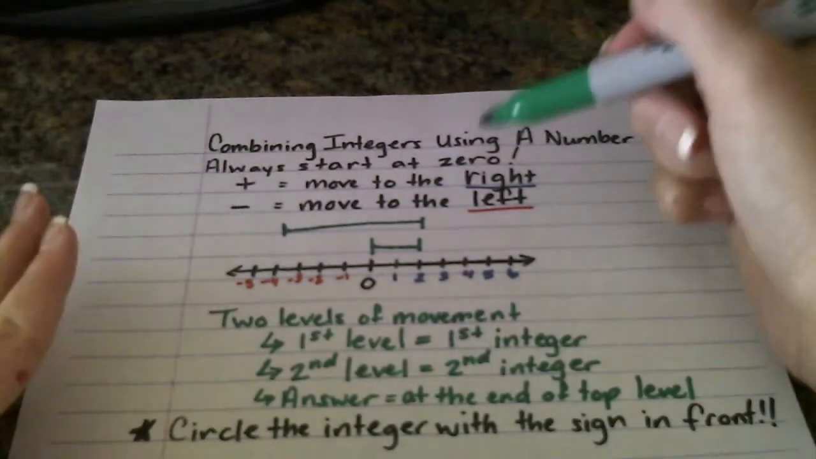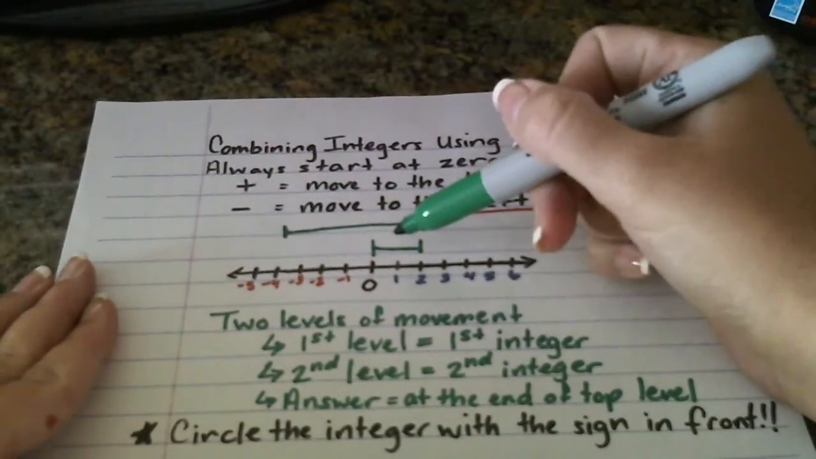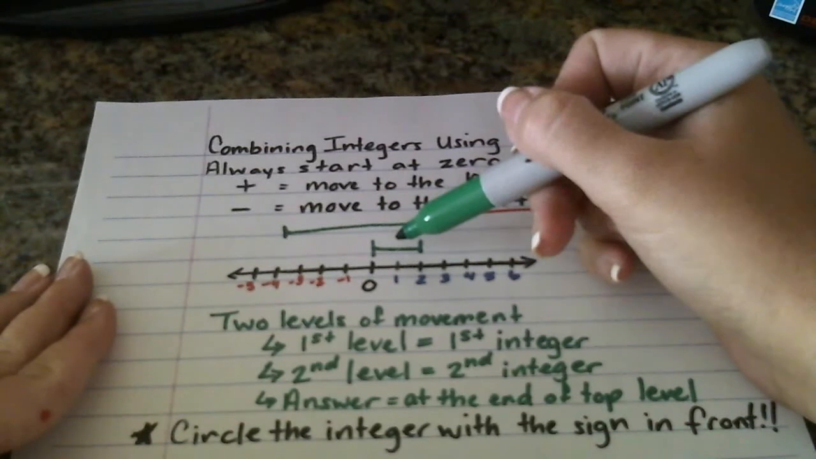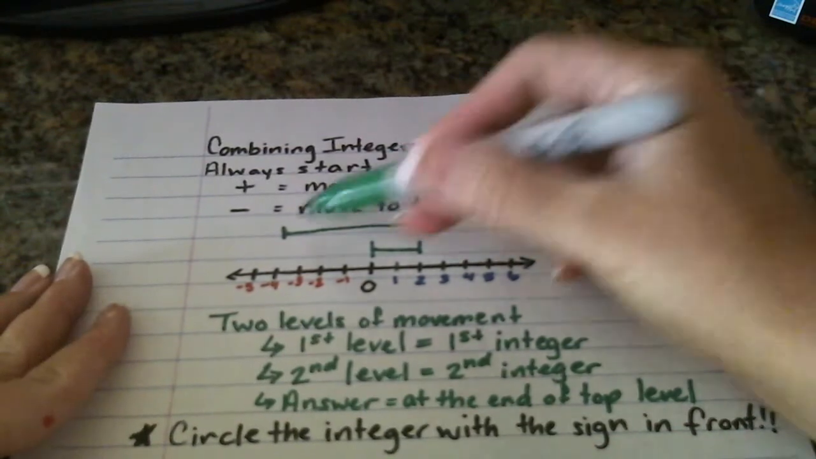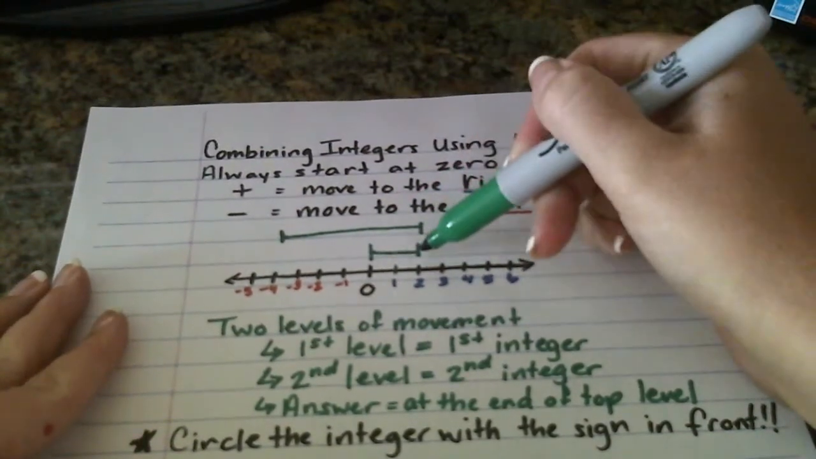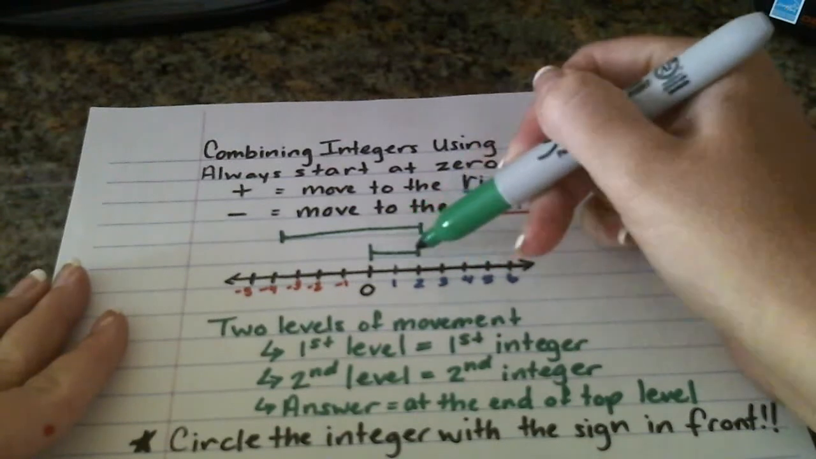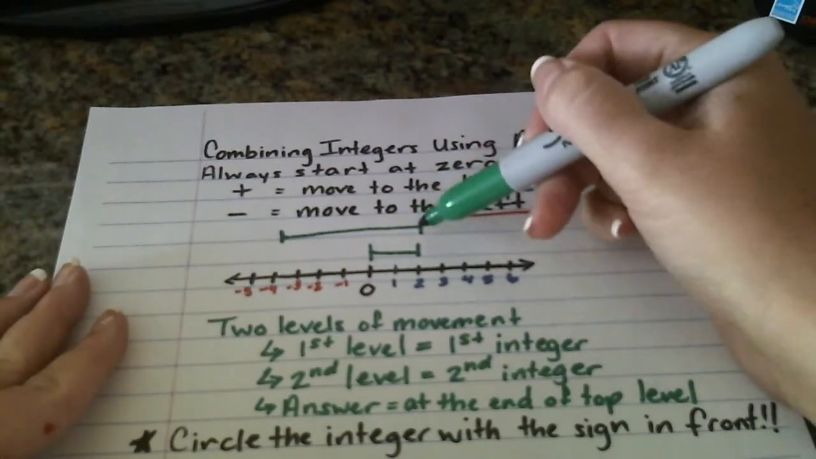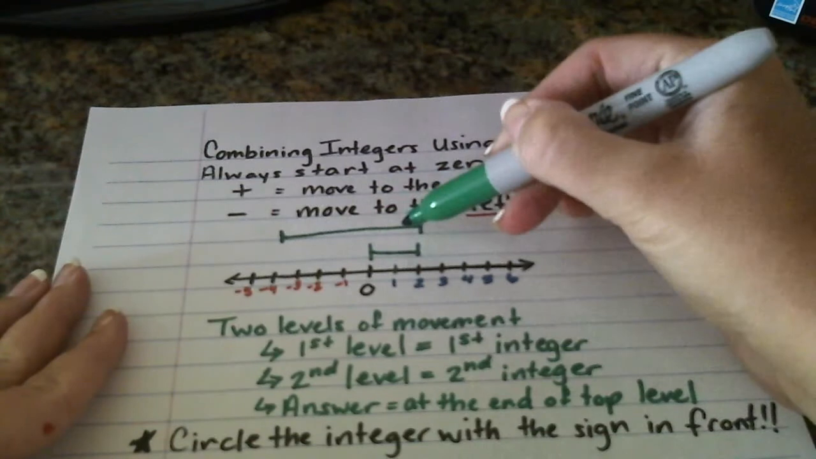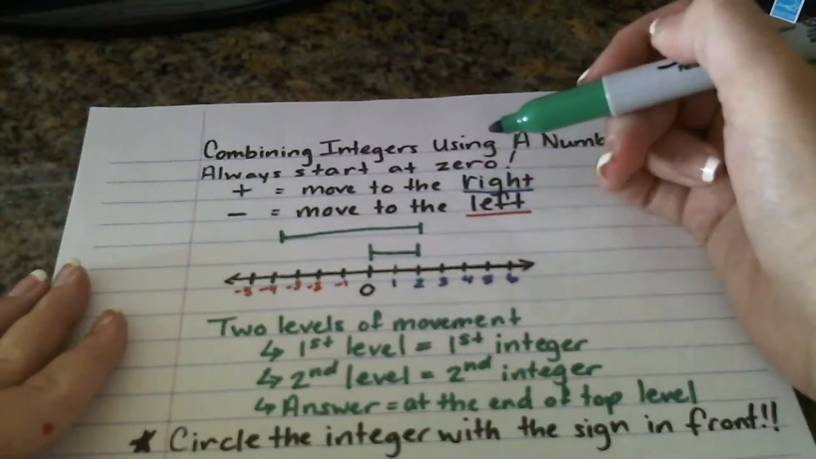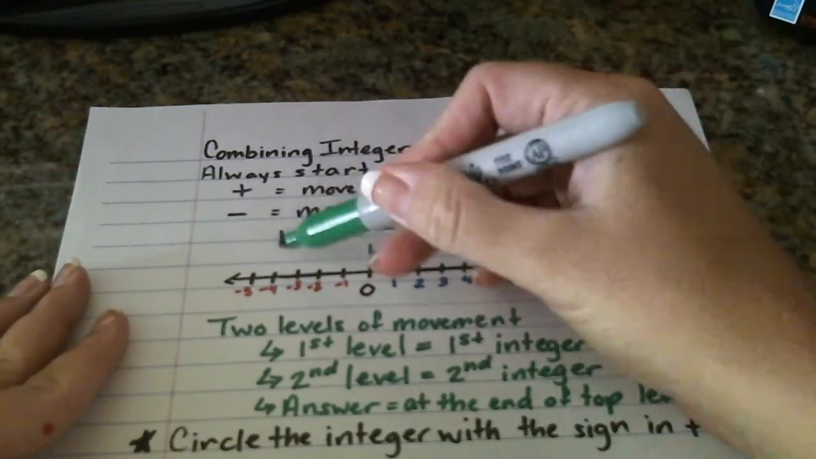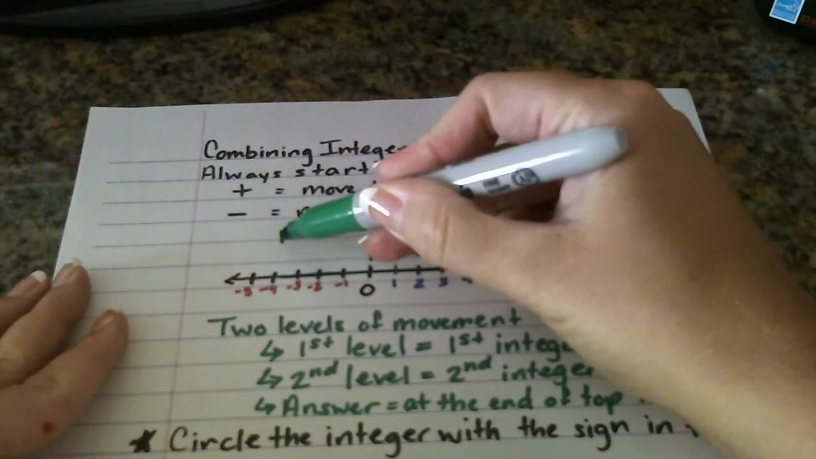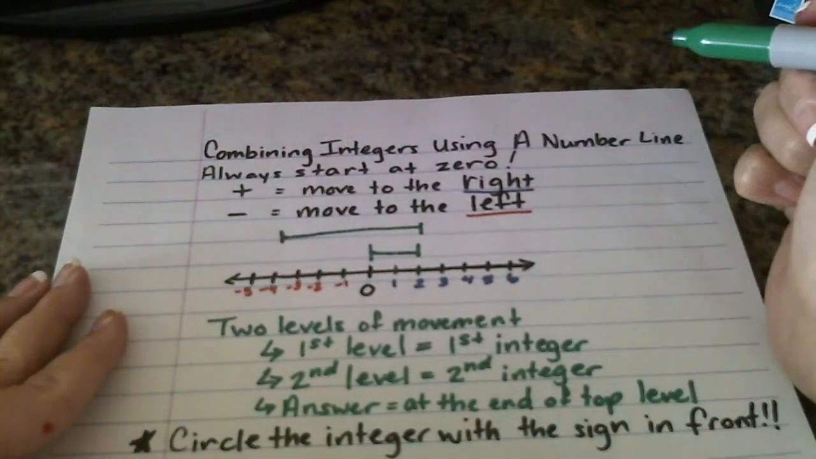Whenever you're combining two integers or showing movement of combining two integers on a number line, you have two levels to your number line. The first level is representing the first integer or the first number in the problem, and then the second level here is showing the second number or the second integer in the problem. Where that second level ends is where you find your answer.